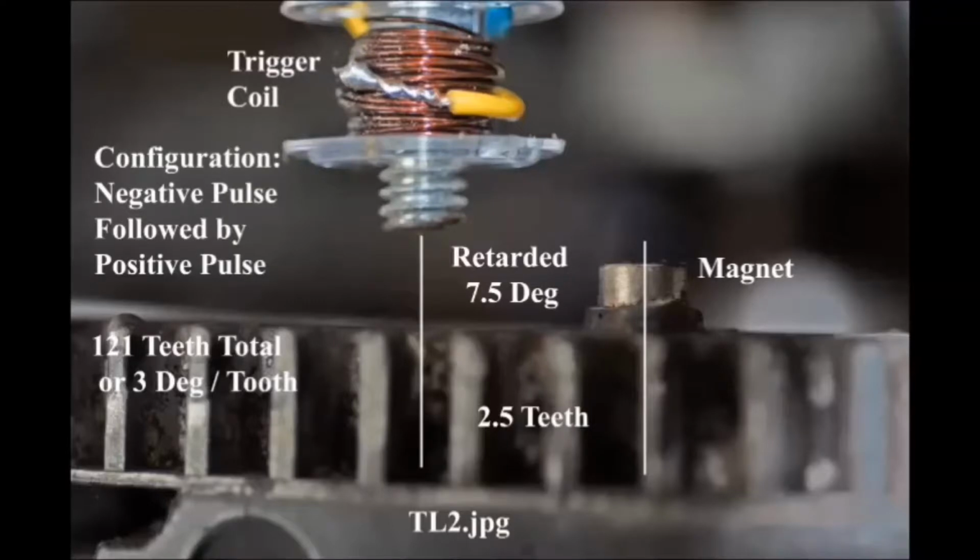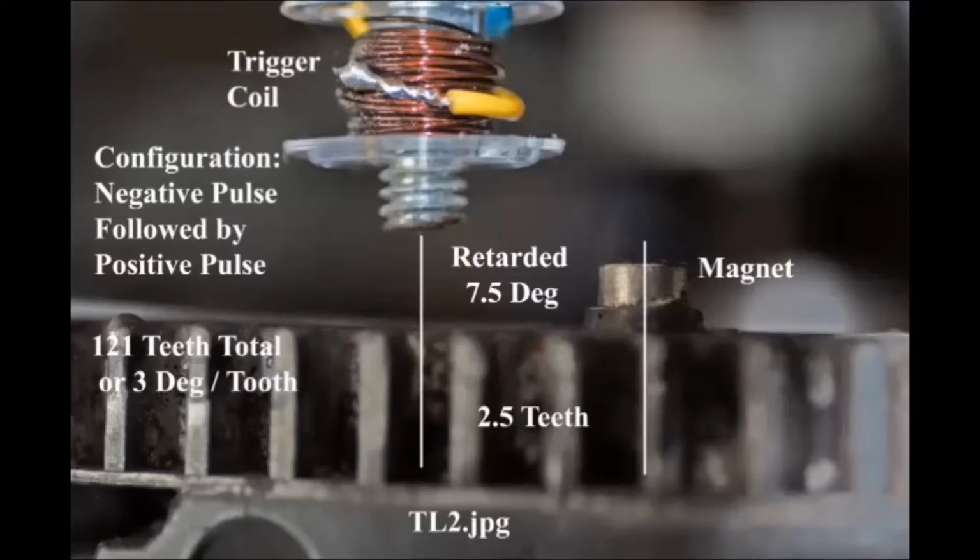Okay, let's put the oscilloscope world out of the way for a while and take a look at the real world and see what's really going on using a timing light. If we put the timing light on the trigger coil in this configuration, what I found was that the timing has retarded. The magnet is about 7.5, maybe 8 degrees off to the right of the trigger coil, whereas with the other configuration, with the wires reversed, the magnet was at the trigger coil.